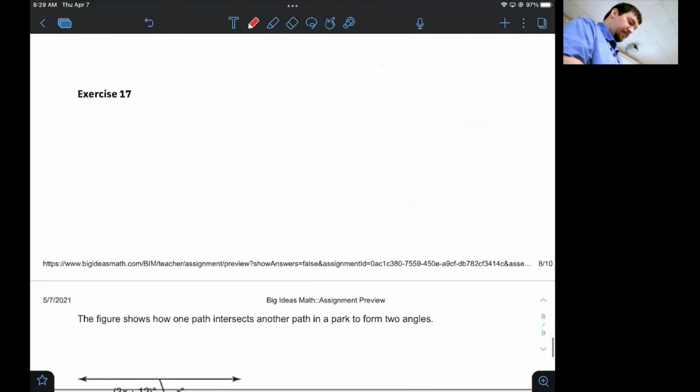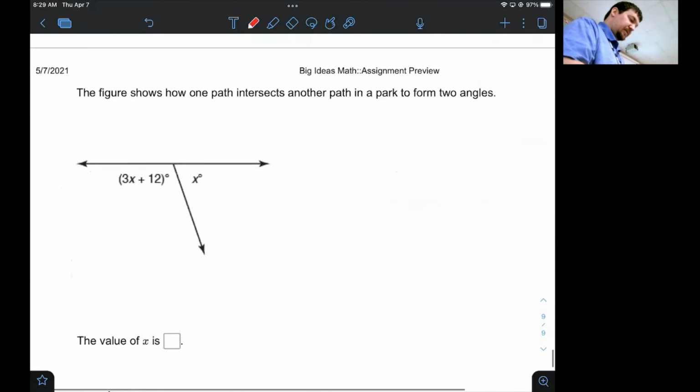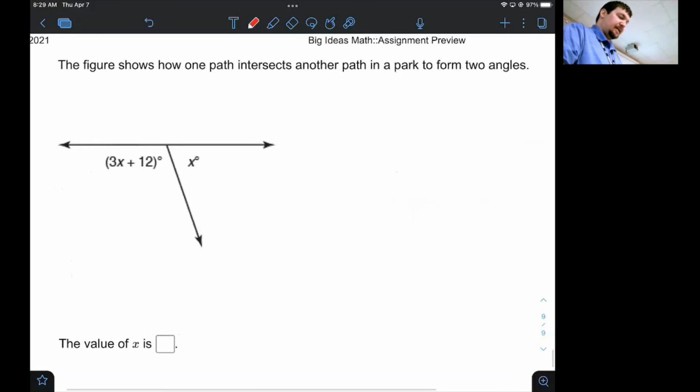Nope, 16 is not there. Number 17 is the next one. Number 17, I must have taken 16 off. It says, the figure shows how one path intersects the path of another to form 2 angles. Find the value of x.